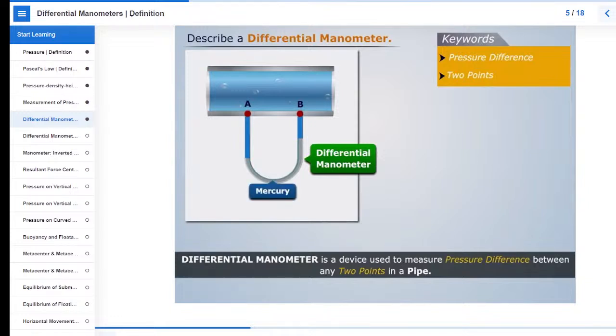As the flow of water is from left to right direction, so the pressure at point A, say PA, will be higher than that at point B, say PB. Due to this pressure difference, we see that the level of mercury lowers in the left leg and rises in the right leg of the manometer. The difference in the mercury levels, say H, will be directly proportional to the pressure difference between point A and B.